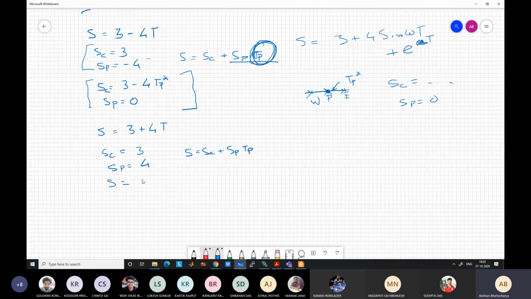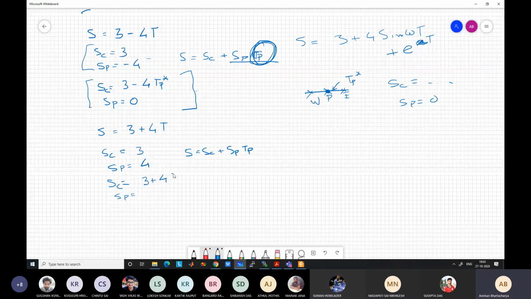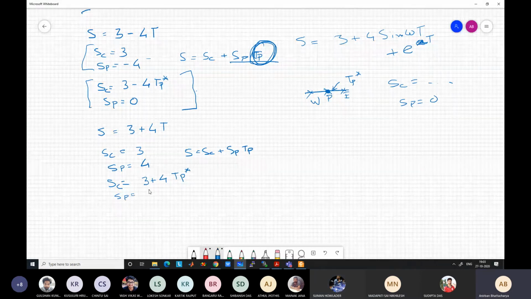It's already written there. So what can we take SC as? 3 plus 6 TP star. That also we can take. That is a good point. But let us first start with the simpler solution. I will come to 3 plus 4 TP star, and SP equal to 0.